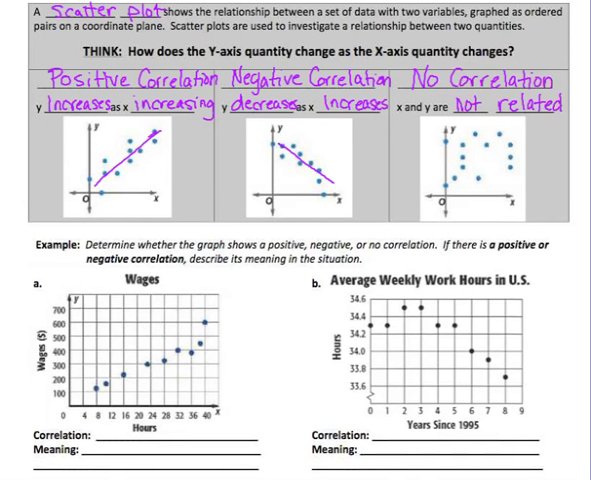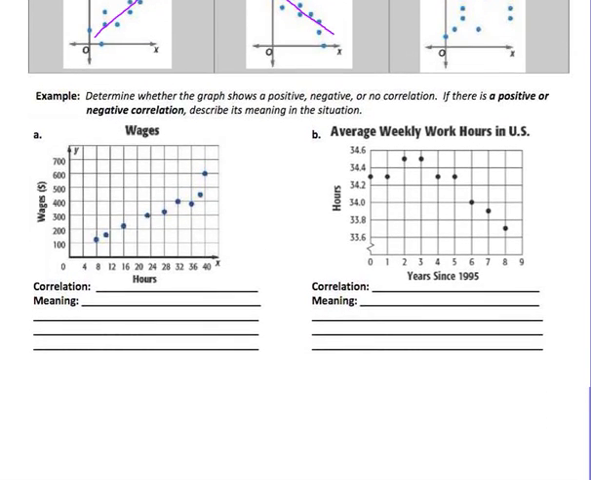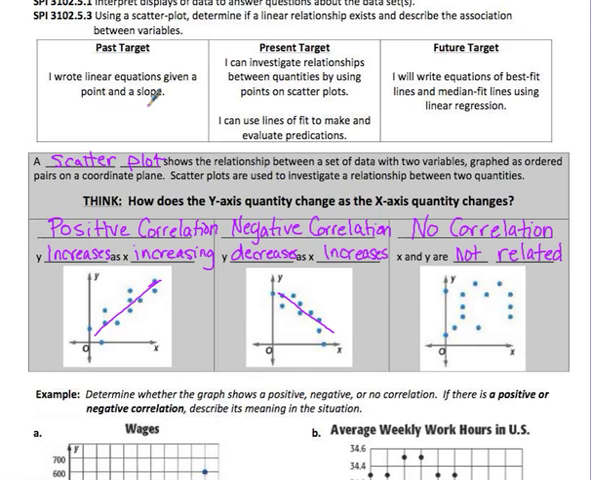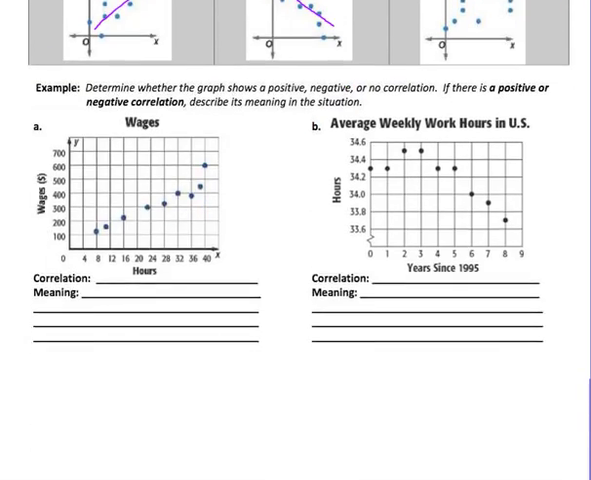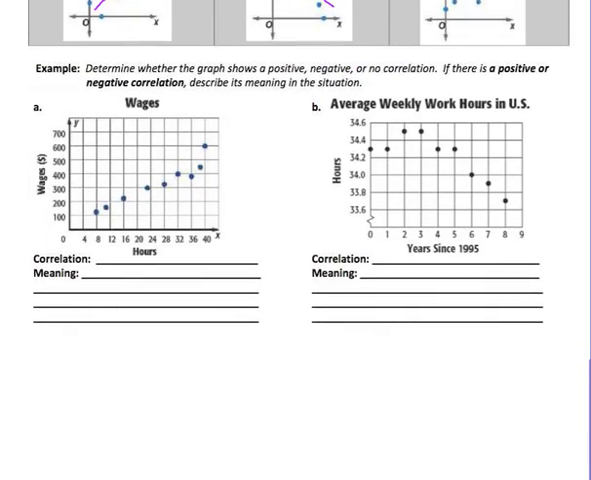So now that we know the three types, we can actually apply that to our two examples at the bottom here. We are going to determine whether the graph shows a positive, negative, or no correlation. If there's a positive or negative correlation, we're going to describe its meaning in the situation. So the first thing I see is this graph right here, and I see the wages on the left. I always want to look at my labels to understand what I'm reading, and hours down here.